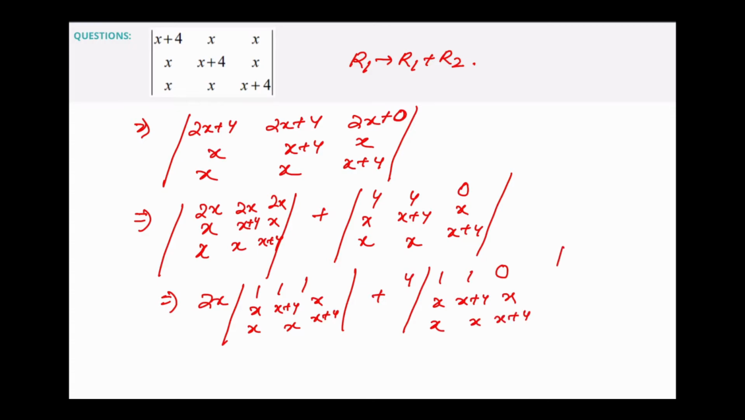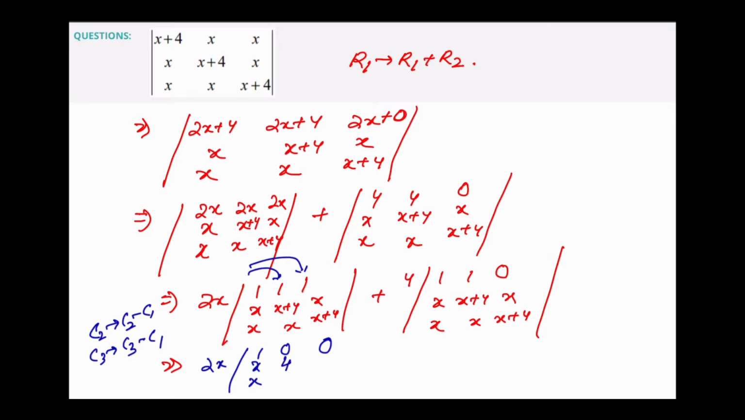Correct. Now what we can do, student, we'll try to make zeros. So we'll try to make this one 0 and this one 0. We'll subtract C2 is equal to C2 minus C1 and C3 is equal to C3 minus C1. Pretty simple. Column third will subtract. So 2x into here 1x, 0, 0. So 4, again 0, 0 and 4. See, very simple. We can easily expand it and get the answer.